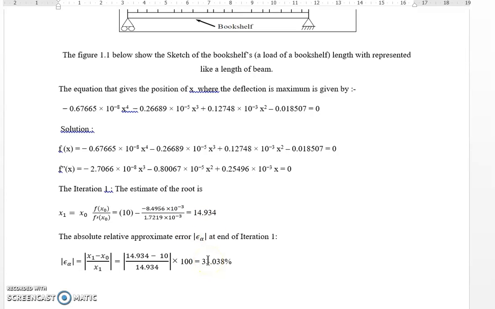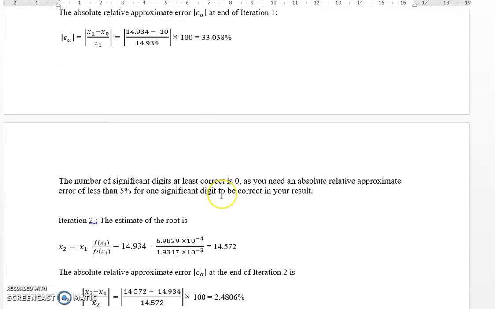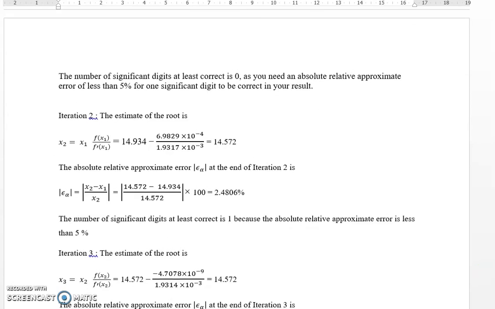We then calculate the absolute relative approximate error. We got 33.038%. This number is not yet correct enough. We want the error to be less than 5%. So we make the second iteration.